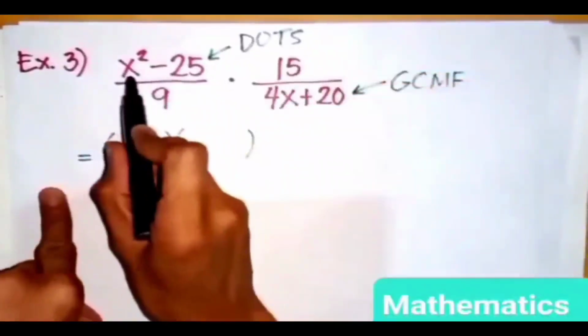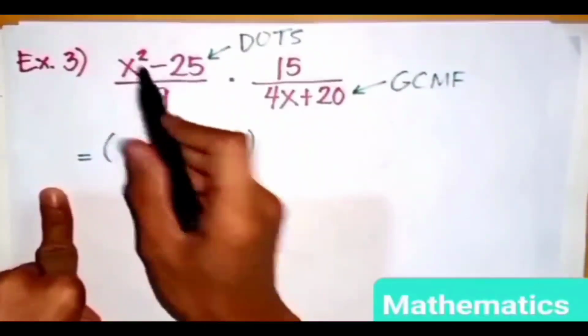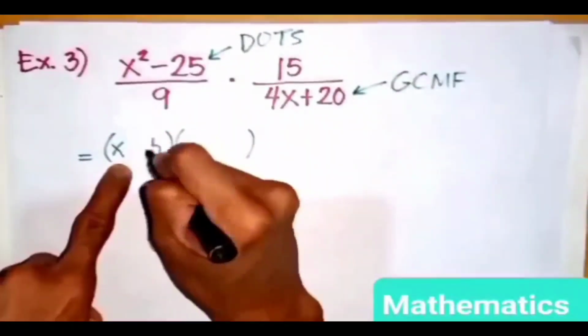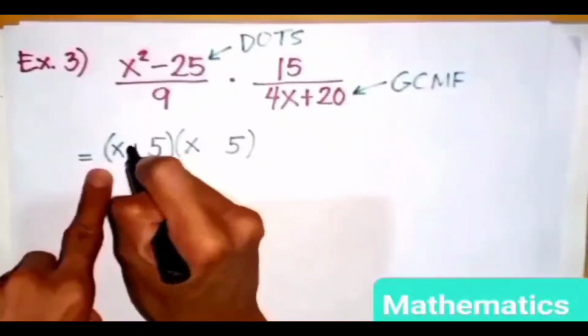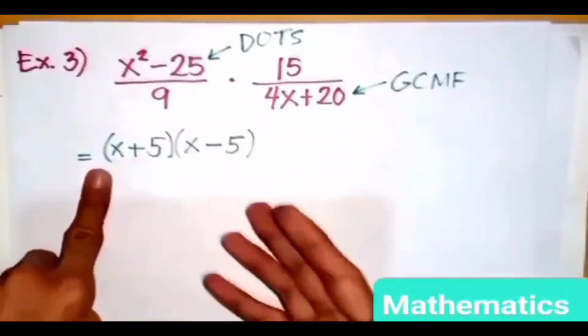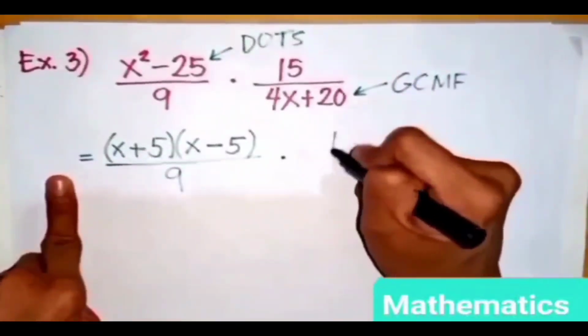Dalawa ang factors niyan. So we simply get the square root ng x squared at square root ng 25. Ang square root ng x squared ay x. Square root naman ng 25 ay 5. Ganun din sa kabila, x at saka 5. So we have x plus 5 yung una, x minus 5 yung una, or pwedeng baliktad, x minus 5, x plus 5, over 9 times 15 over.